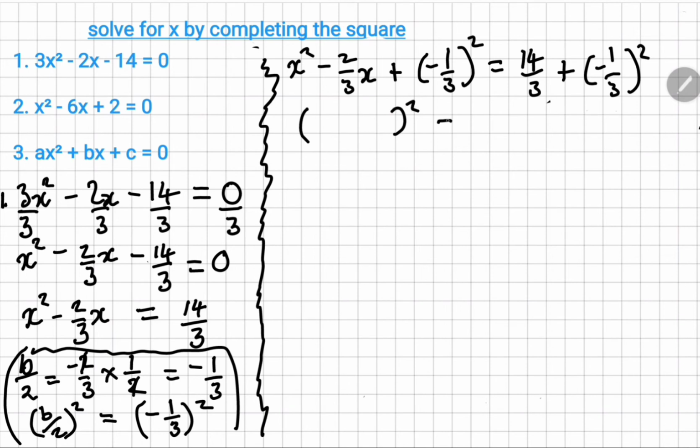So I'm going to have x, because the coefficient of x squared is now 1. I'm going to take the negative 1 over 3, always take the term inside the bracket. And I'm going to have 14 over 3 plus a negative 1 over 3 squared becomes a positive 1 over 9. Now I have to simplify the right hand side.